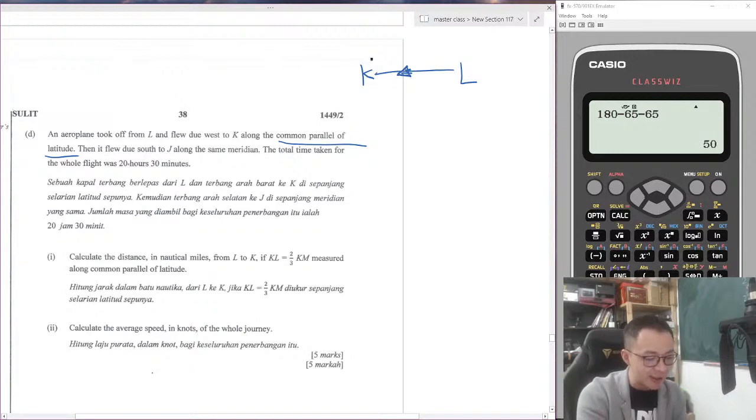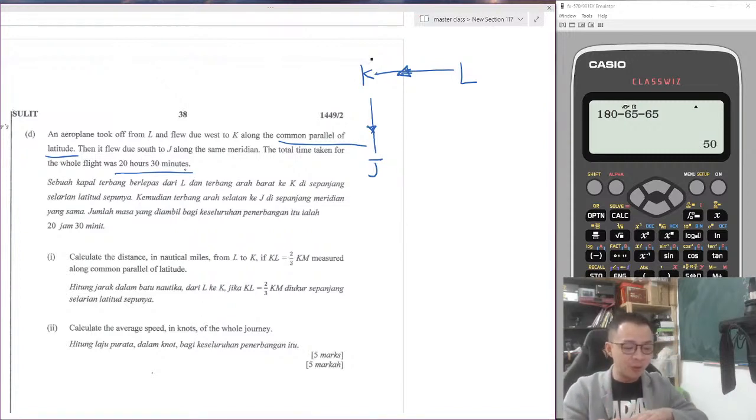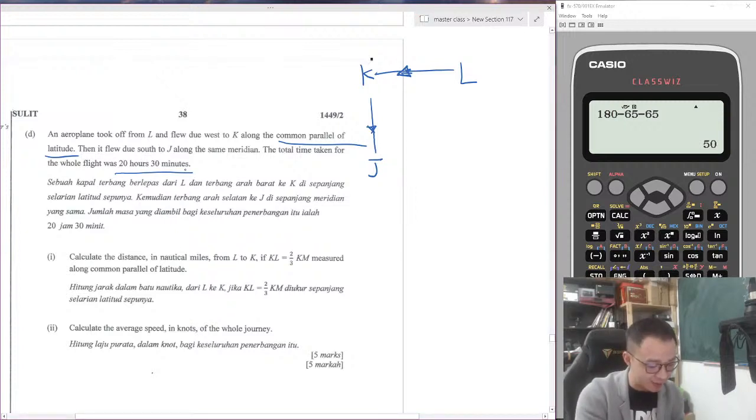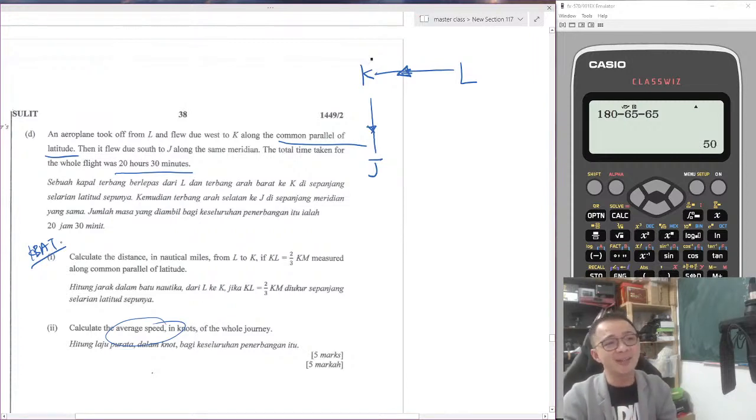Then it goes due south to J, along the same meridian. The total time taken is 20 hours and 30 minutes. So what we need to do is find the total distance, because the question asks for the average speed. This is the difficult part. I saw a similar question in the trial paper this year, so maybe something like this will come out, but I'm not 100% sure.